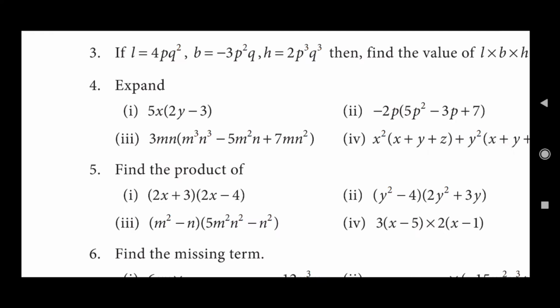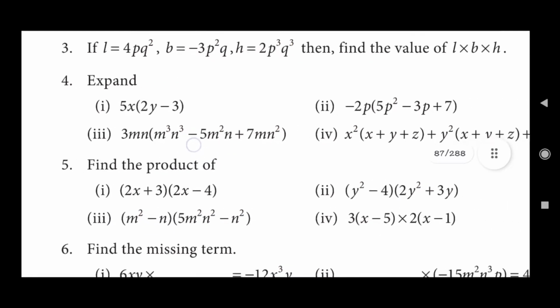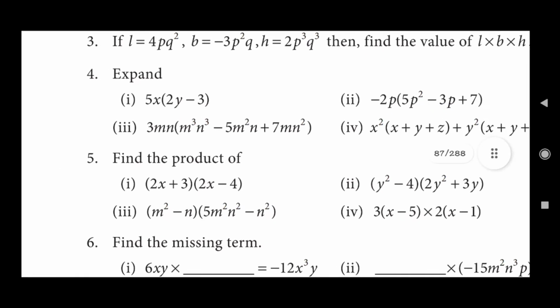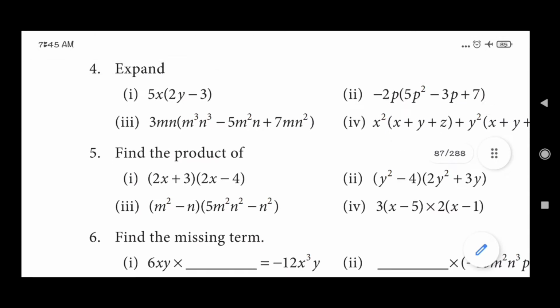If we have common terms, these are called common terms. Here 5x is common for 2y minus 3. 3m is common for all these numbers in the bracket. Then minus 2p is common for all these numbers and variables. So we need to multiply each term with the given number: minus 2p into 5p squared, minus 2p into minus 3p, minus 2p into 7. Like that you need to multiply.